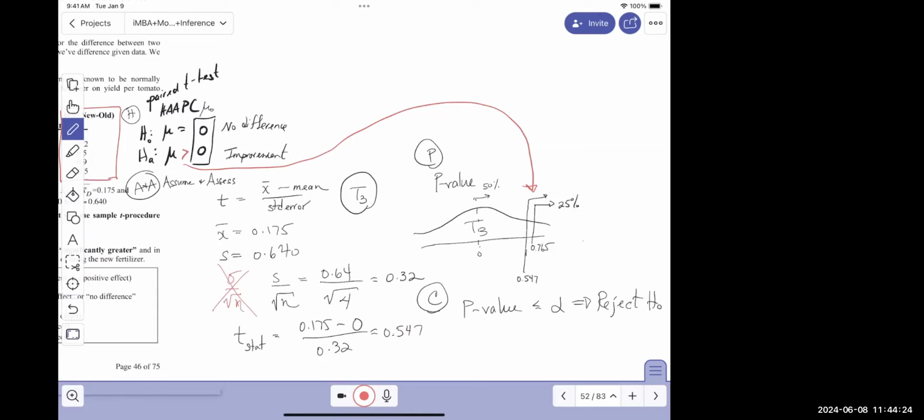So let's fill this in. The p-value we got was, we're going to say between 25 to 50%. We don't know exactly. It's probably closer to 25, but whatever, we'll leave it like that. And we want to see if that's smaller than 5%. What do you say to that? It is not. So we fail to reject.